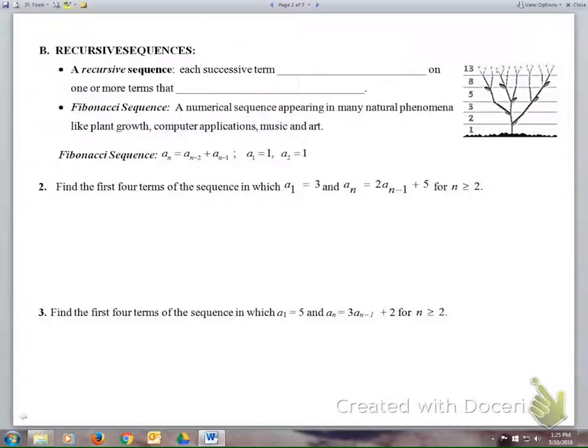The Fibonacci sequence is a famous sequence. Well, we talk about recursive sequence. So what we just did was explicit sequences. That means you could plug in a 1 to get the first term, a 2 to get the second term, a 3 to get the third term. But a recursive sequence is when you have to know the previous terms. So in a recursive sequence, each successive term depends on one or more of the terms that came before.